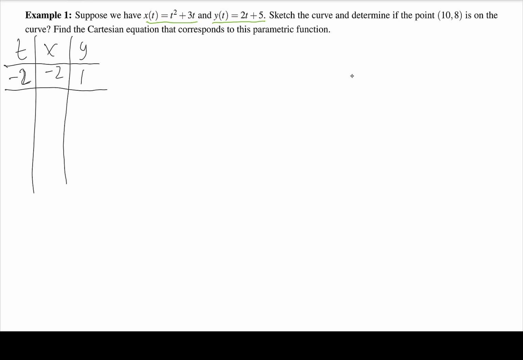Now, for t equals -1, for the x value, -1 squared is 1, minus 3 would give me -2. Then plugging -1 into our y function, we'd have -2 plus 5, which gives us 3. Then I'm going to go ahead and do 0, 1, and 2 as well, just so we can get a rough idea of what this is going to look like.